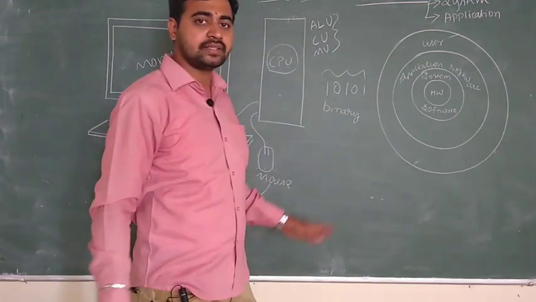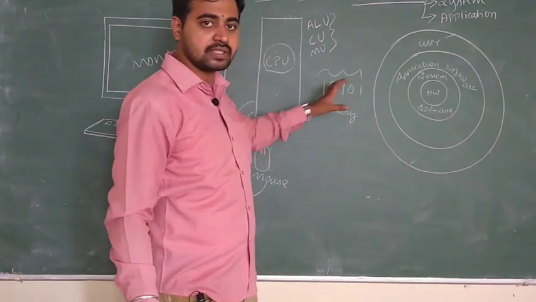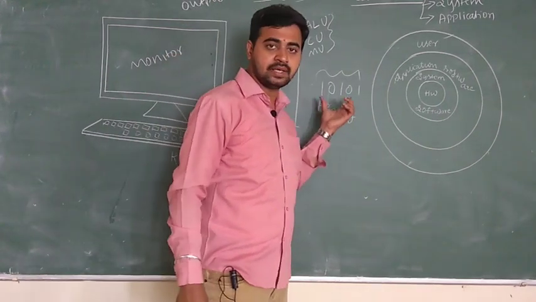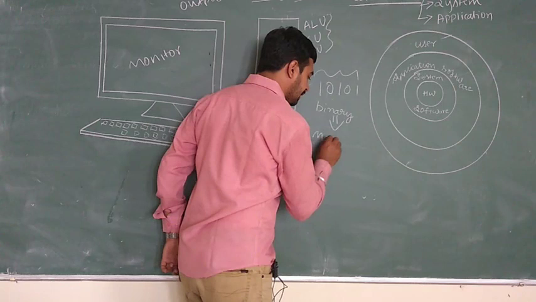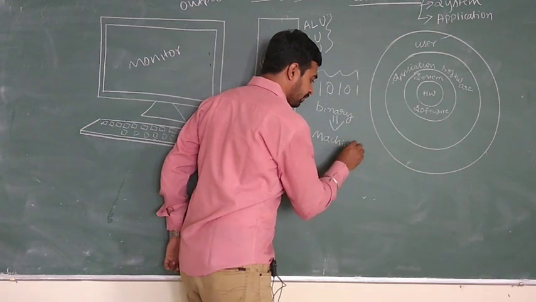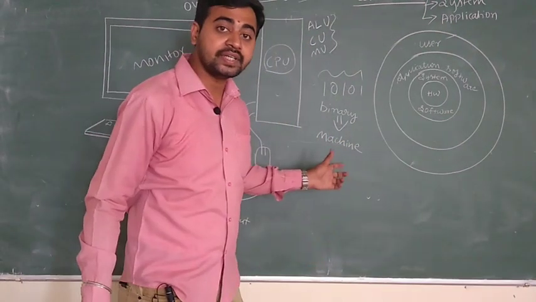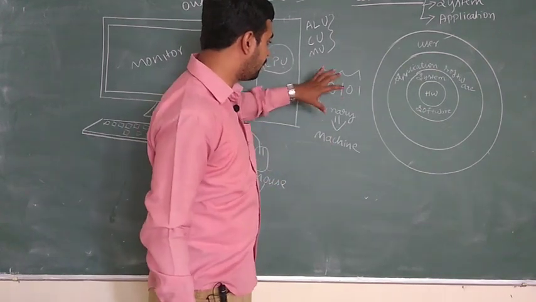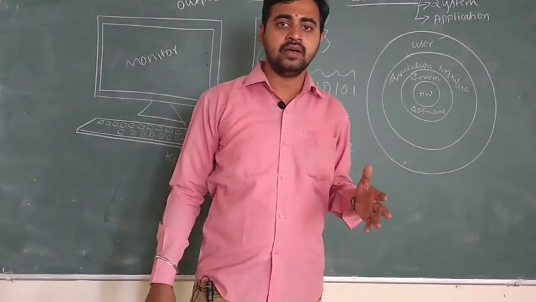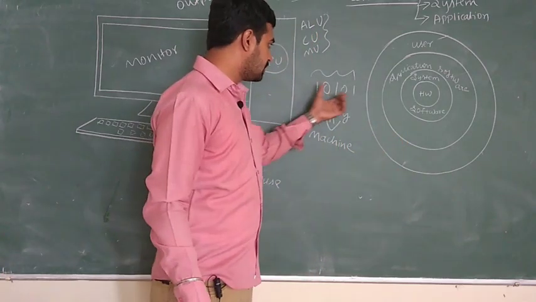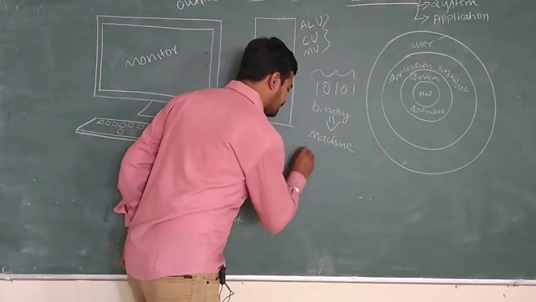The complete structure of a computer system is designed on a language called binary language. It is also called machine language. Got it? So when I have the machine language, I can communicate with the computer system because these zeros and ones are what? Electric pulses.